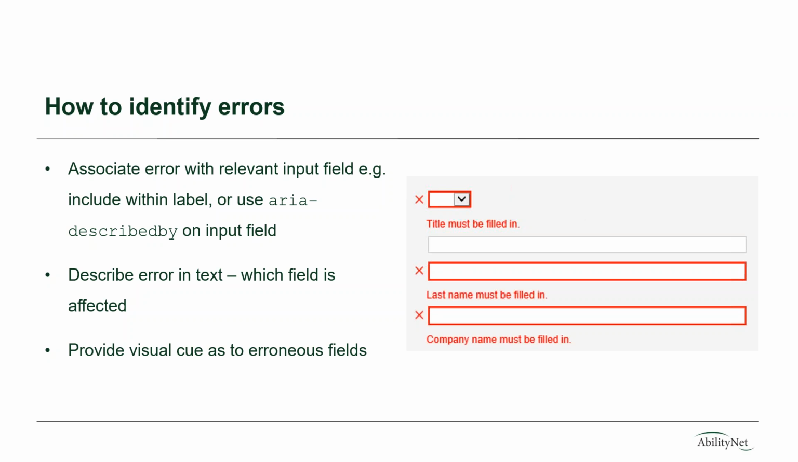It's best to describe in text which field is affected by the error. So all of these error messages opposite do that. The title must be filled in, the last name must be filled in, the company name must be filled in. And also provide visual cues as to the erroneous fields. So here we've got a solid red border, but we've also got the cross, which is a very common indicator for error fields. Most users will be familiar with the use of a cross to indicate some sort of error, so it's used very effectively here.